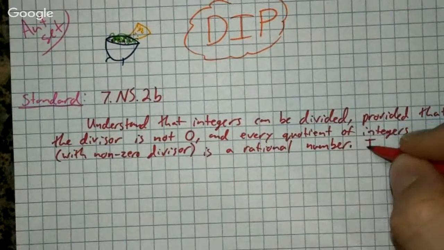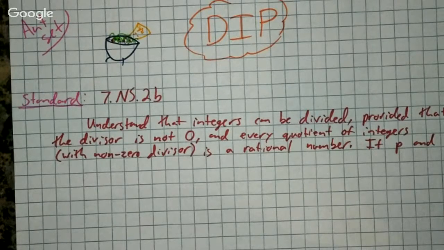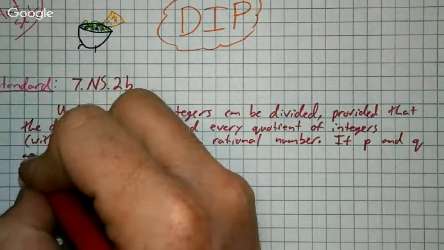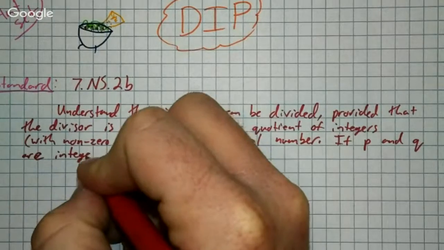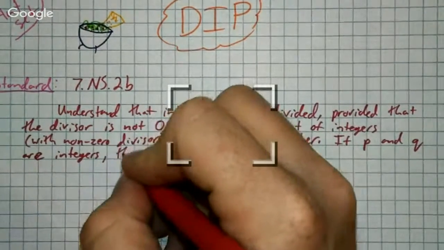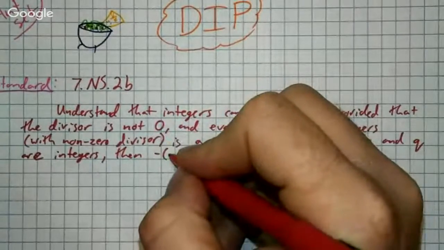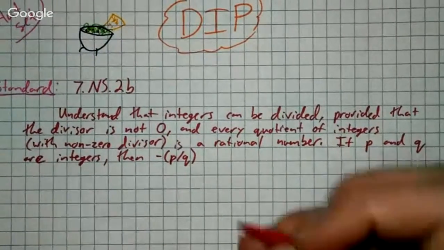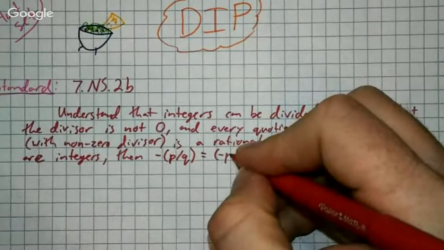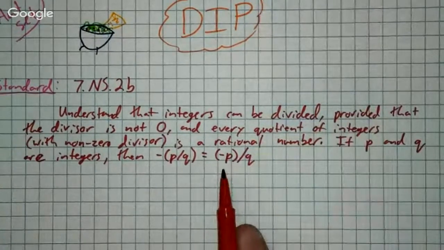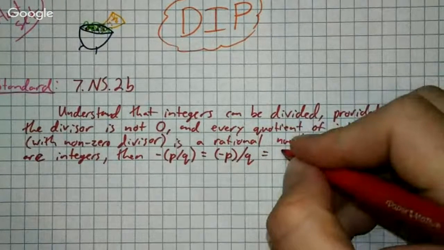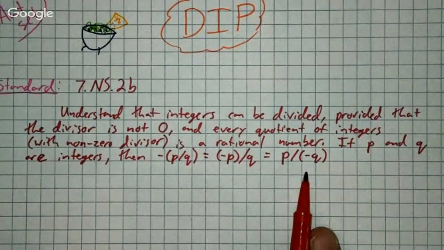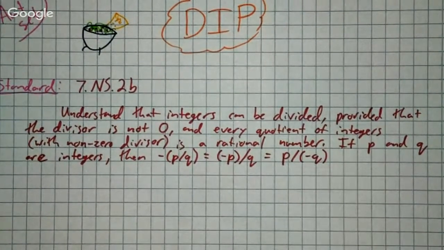And finally, if P and Q are integers, then negative P divided by Q, so the negative sign on the outside of the parentheses of the problem, is the same thing as saying negative P divided by Q. So now the negative is just on the P, and is also equal to P divided by negative Q, just like that. It's important to remember that those are the same.